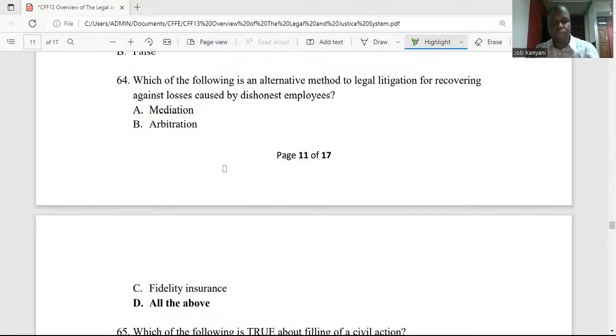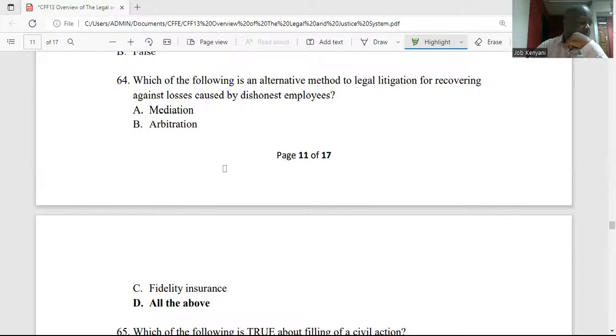There are those cases where maybe you might steal items and leave the company without your knowledge. So how do you cover for such? You can get what we call a fidelity insurance. Alternatively, you can get a mediator and agree with the employee on the amount to be recovered, or he actually pays the amount by himself.